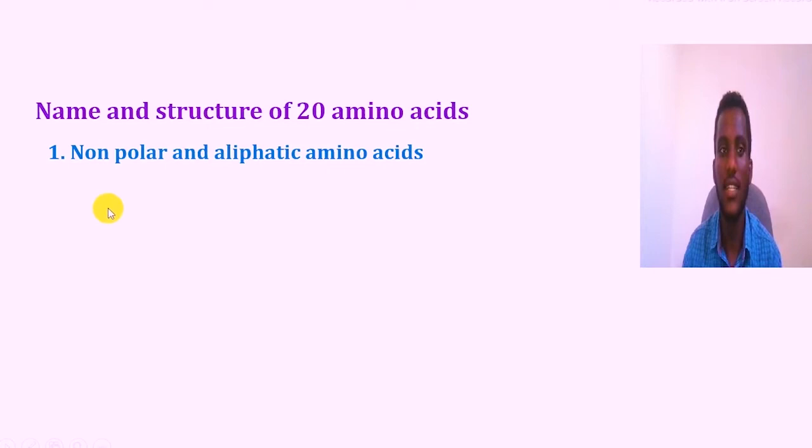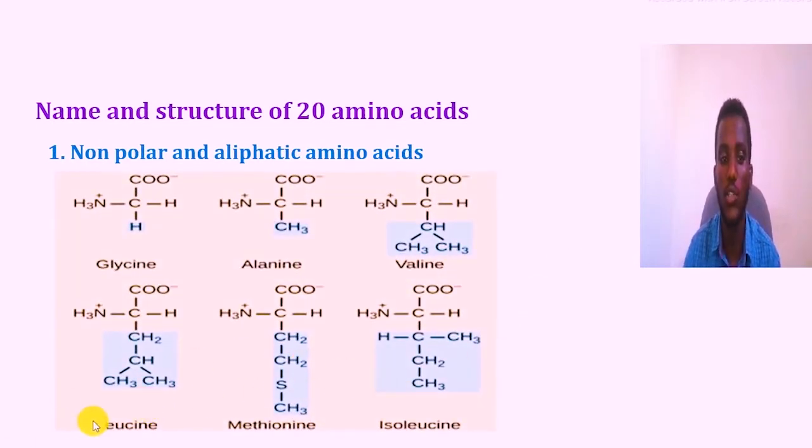What are these non-polar and aliphatic amino acids? They are insoluble in water, that is, they cannot dissolve in water. There are almost 6 of them: glycine, alanine, valine, isoleucine, methionine and leucine. These 6 amino acids are the non-polar and aliphatic amino acids.